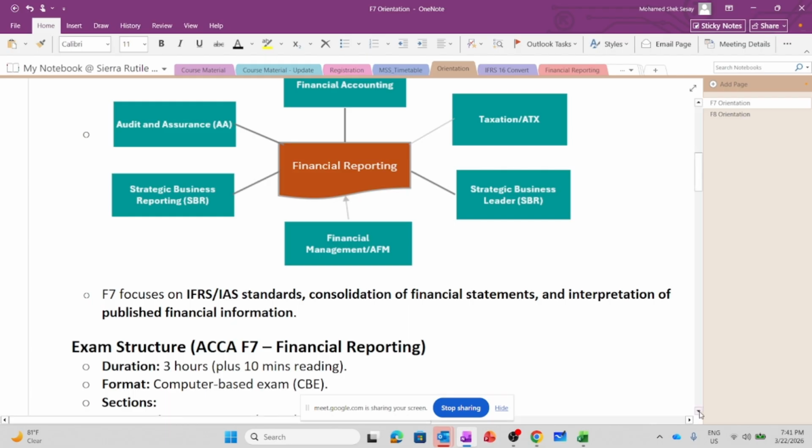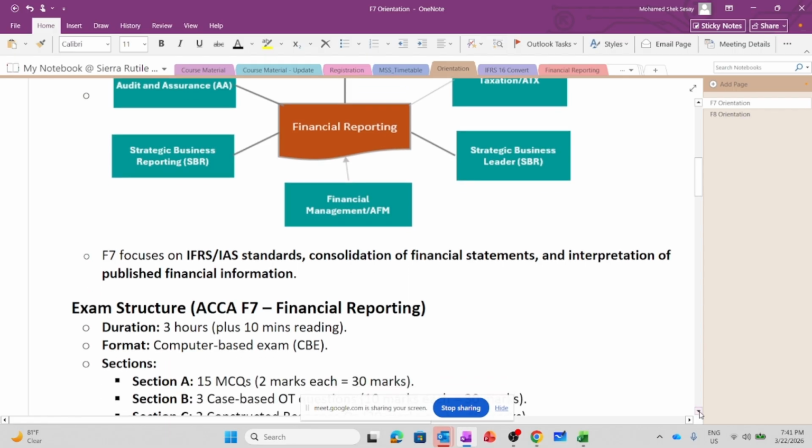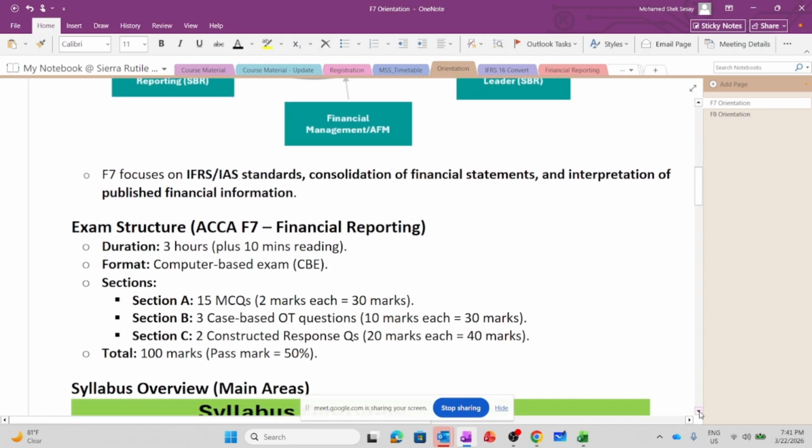So basically, we are going to look at the exam structure, which is key. You need to know your exam structure. Since now the exam is on computer based, the CBE platform. And so basically, the exam is 3 hours plus 10 minutes reading time.